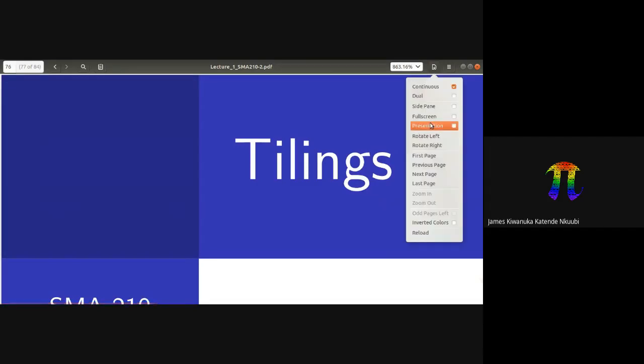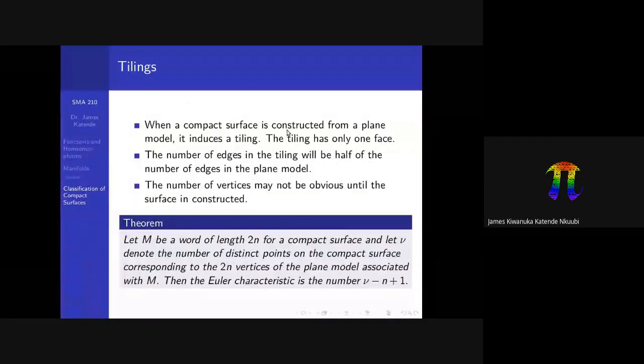So we'll go back to the presentation. The number of edges in the tiling, as we were saying, will just be half of the number of edges in the plane model. This is because when you are constructing the object using the plane model, you have pairs of edges with the same edge label, and those pairs will always come together. Anytime a pair comes together, it gives you an edge of the tiling. Since there is usually an even number of edges, the total number of edges of the tiling will be half of that number, because every pair gives you an edge.